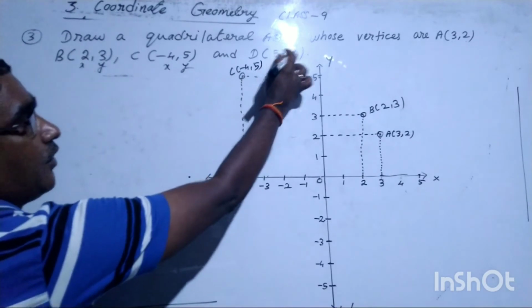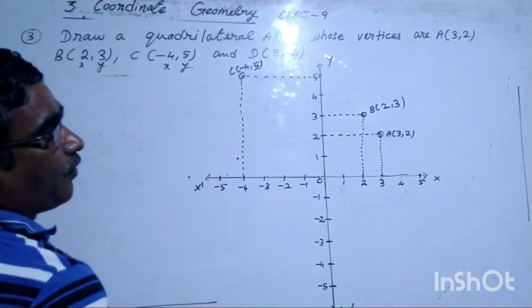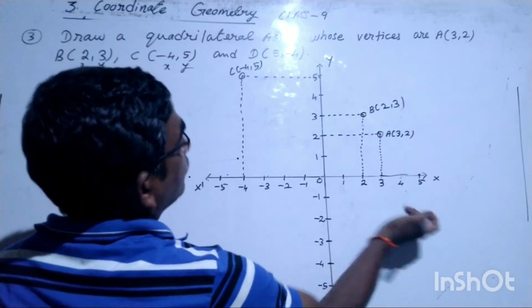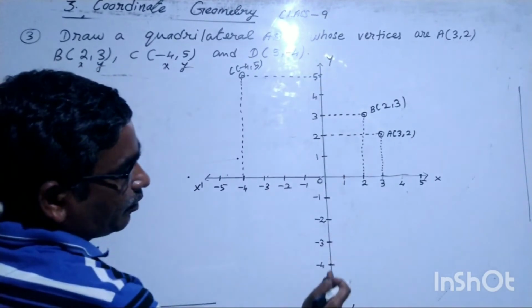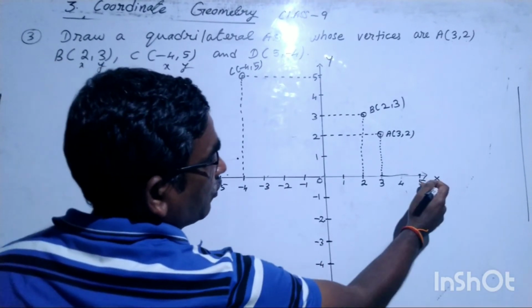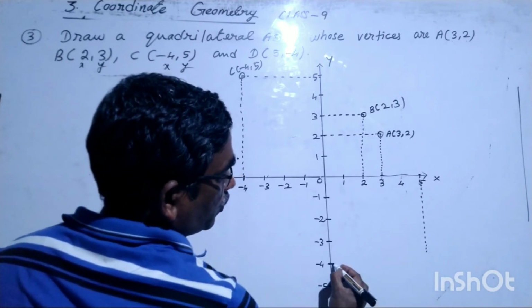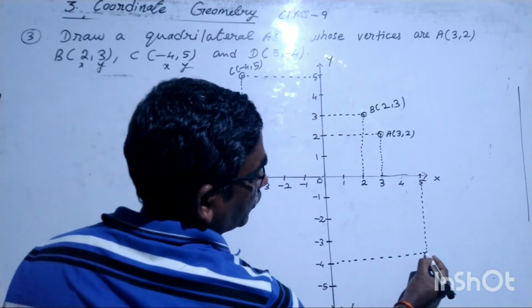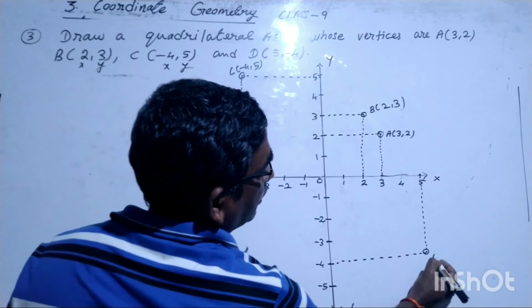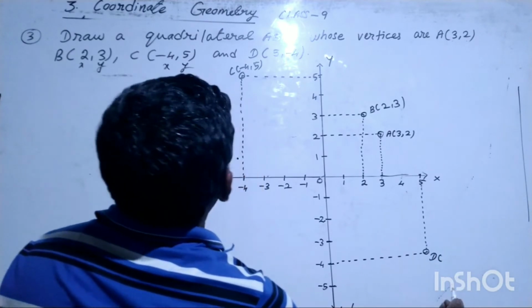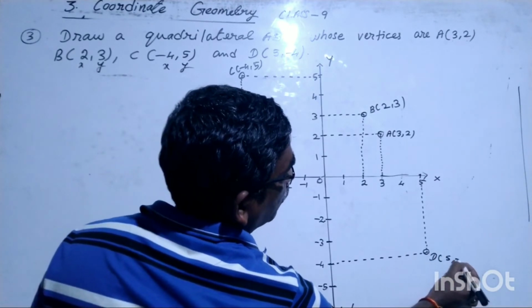So next, D (5, -4). X is 5. Y is -4. On the y-axis, -4. 5 and -4. From 5, we draw a perpendicular line to meet -4. Where the two are meeting, this point is D (5, -4).